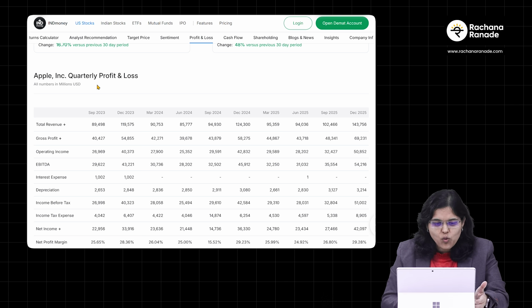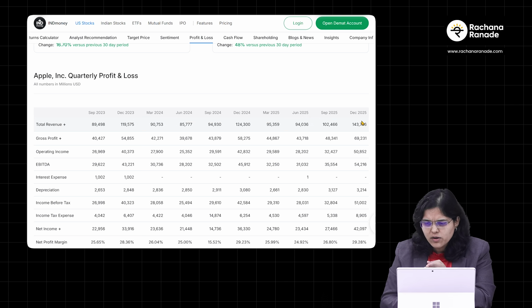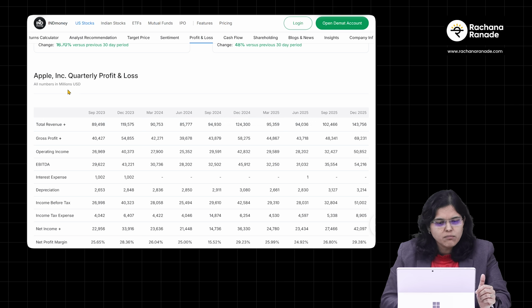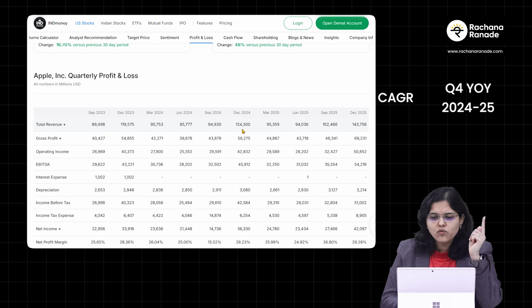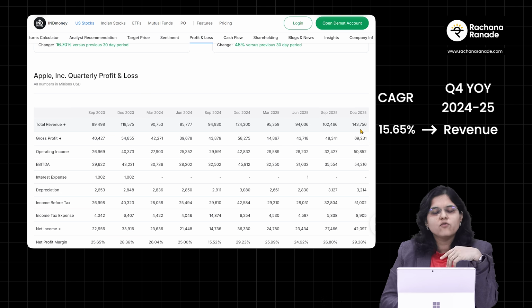So for that, you can see our quarterly P&L. The latest quarter data that we can see here is the December 25 quarter. Of course, we'll compare it YOY. So we'll check that with December 2024. All the numbers are in $1 million terms. So if you see, I'm just going to round it off, right? The top line grew from 1,24,000 to 1,43,000.